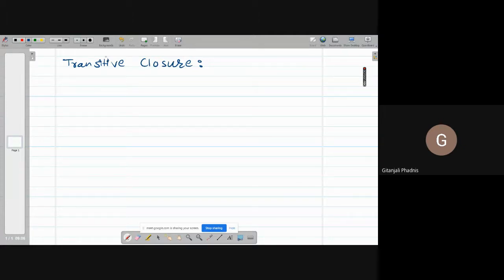So, basically, a relation is given to you. You have to check whether it is transitive or not. If it is transitive, then no need to find transitive closure. If it is not transitive, then we will apply certain procedures, an algorithm, and we will get one relation which is transitive and which contains R as a subset, and we will find the smallest such relation. You understand? The transitive closure is the smallest set which contains R as a subset and which is transitive.